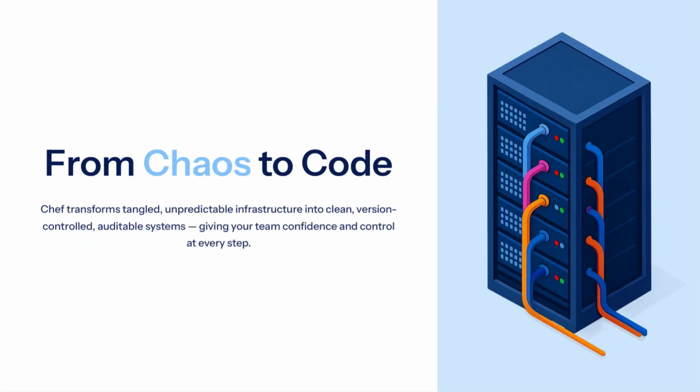Chef transforms tangled, unpredictable infrastructure into clean, version-controlled, auditable systems, giving your team confidence and control at every step. This means that your team can work more efficiently and effectively, as they have a clear understanding of what is happening in their environment. With Chef, you can ensure that your systems are reliable, secure, and maintainable. By using Chef, your team will be able to manage complex infrastructure and applications with ease, reducing the risk of errors and downtime. As a result, your organization can benefit from improved productivity, reduced costs, and enhanced overall performance.